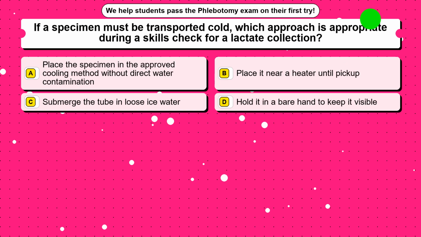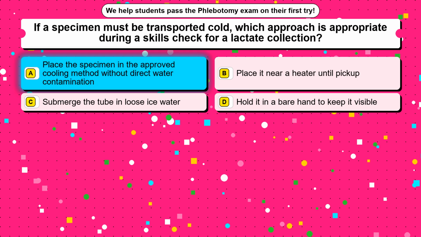Question 35. If a specimen must be transported cold, which approach is appropriate during a skills check for a lactate collection? Option A, place the specimen in the approved cooling method without direct water contamination. Option B, place it near a heater until pickup. Option C, submerge the tube in loose ice water. Option D, hold it in a bare hand to keep it visible.